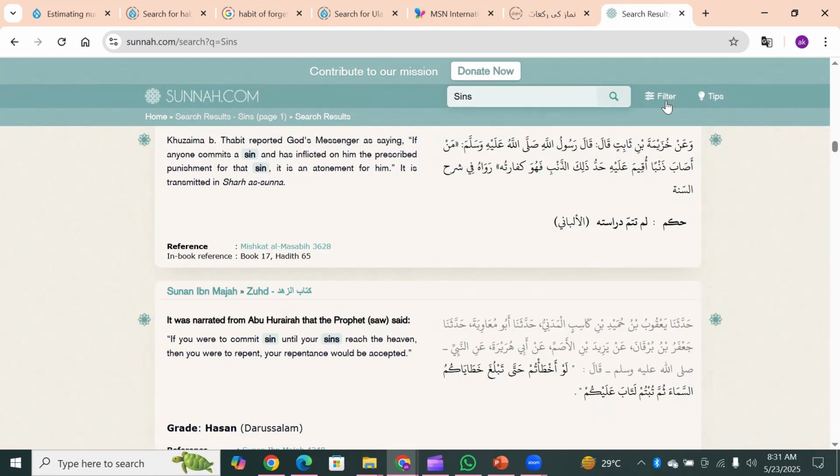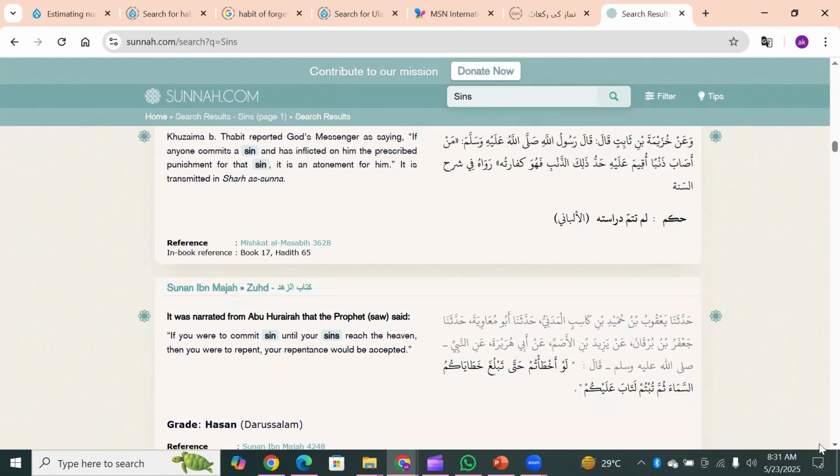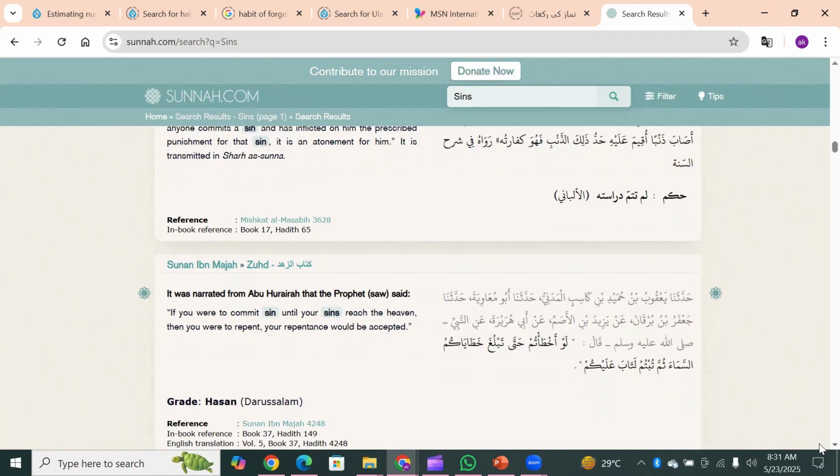And so this is one thing. And the other thing is from the Kitab al-Zuhd. It was narrated from Abu Huraira that Prophet Muhammad sallallahu alaihi wasallam said, if you were to commit sin until your sin reaches the heaven, and then you were to repent, your repentance will be accepted. Subhanallah, Subhanallah. لو أخطأتم حتى تبلغ خطاياكم السماء ثم تبتم لتاب عليكم, means for sure your repentance would be accepted.